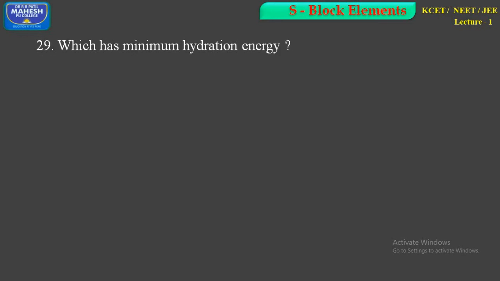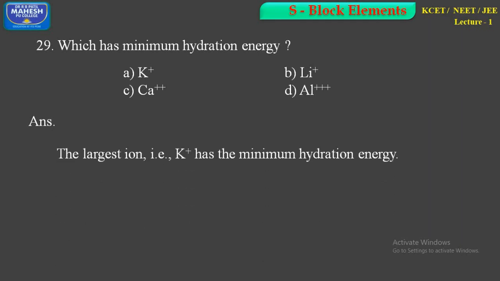Question 29. Which has minimum hydration energy? Option A, potassium cation. Option B, lithium cation. Option C, calcium cation. And option D, aluminium cation. The largest ion, that is potassium cation, has the minimum hydration energy. So option A is the right answer, potassium cation.